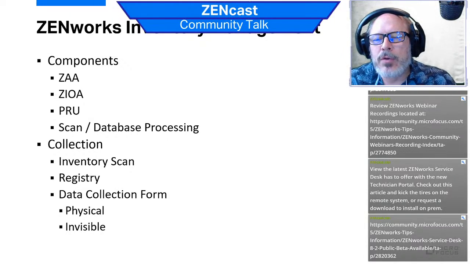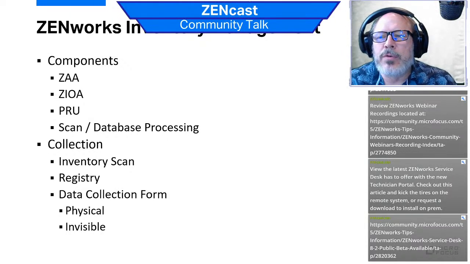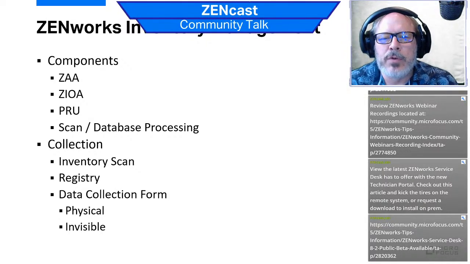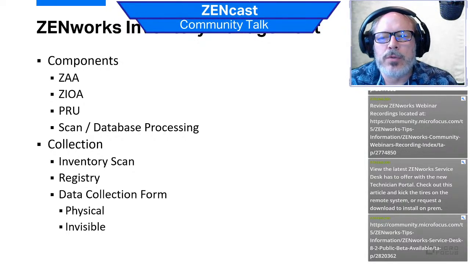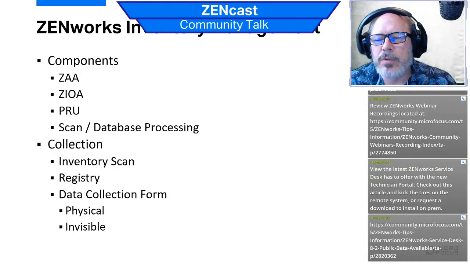There are components to ZENworks Inventory Management, and those are the ZAA, the ZENworks Adaptive Agent, right? That's the agent or inventory-only agent. There's a PRU, which is a product recognition unit. And then there's scanning and database processing that goes through. Those are some of the components for this process to function in ZENworks.